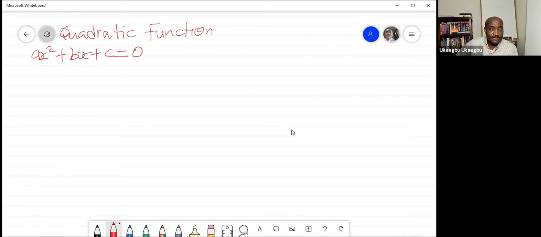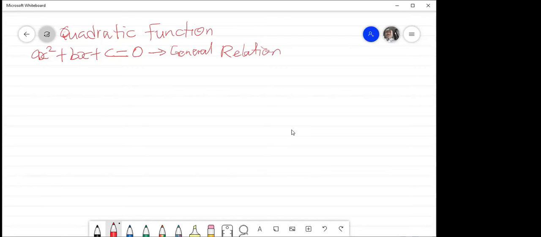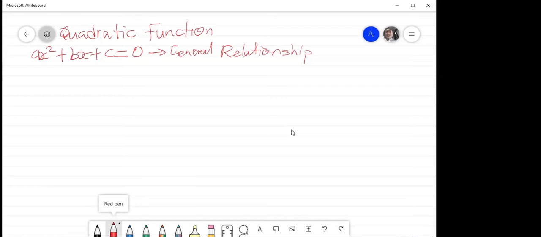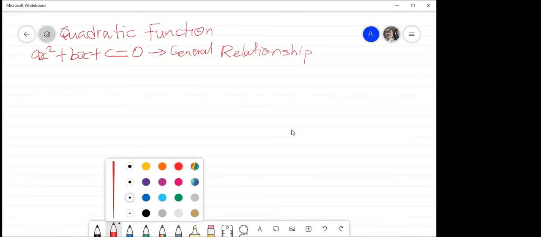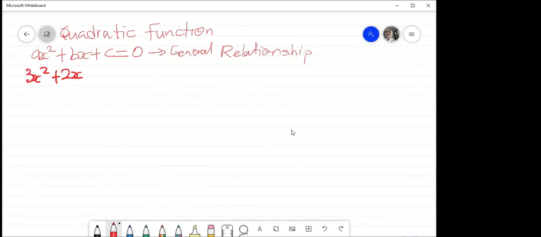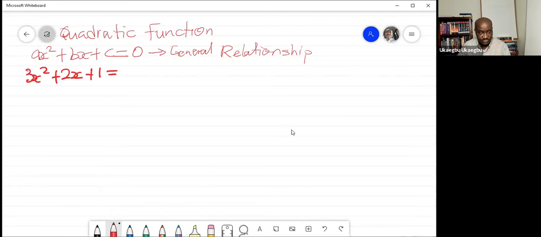All right. So now let's give one example. This is a general relationship, you can call it a general formula. So now let's give just one example of an equation that looks like that. I'm going to write whatever you say. 3x squared plus 2x plus 1 equals 0. Okay, he said 3x squared plus 2x plus 1 equal to 0. Okay, that's a typical example.